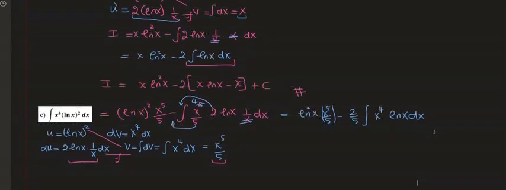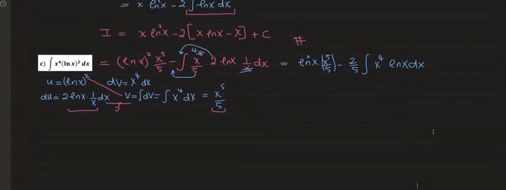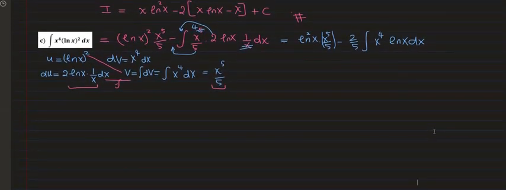Let's compare it with what we have. The problem itself was x to the power of 4 times ln x to the power of 2. So now the integral is reduced. Yes, the power of ln, instead of the power of 2, became the power of 1. But again here, we still have a product between two functions, x to the power of 4 times the ln of x. So we need to apply another by parts, right?